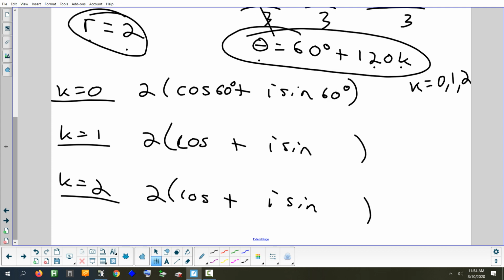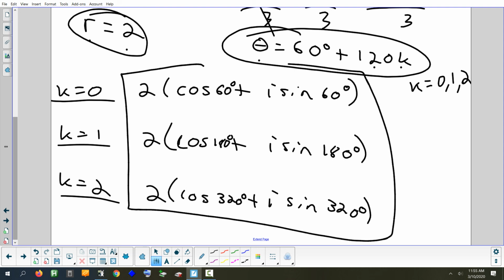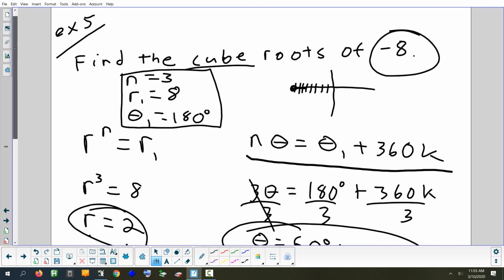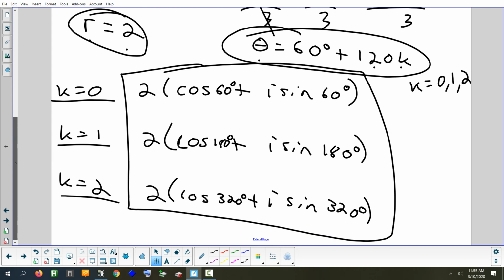What's 120 times 1 plus 60? 180. There's your second. And last answer, k equals 2: 120 times 2 plus 60. 300. And those are the 3 answers if you take the cube root of -8.